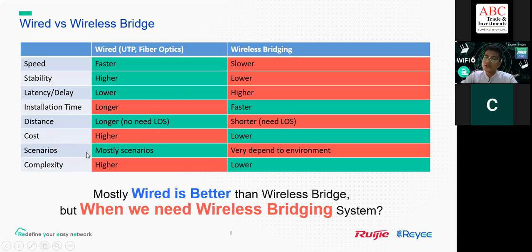For the scenario, you can use wire in most scenarios as long as you can afford the cabling cost. But with a wireless bridge, you really need to consider the environment. If your environment has too much interference, you shouldn't use this. But not every environment has interference; it depends upon your environment, and we need to consider it. And for the complexity, it is higher for wire and lower for wireless.